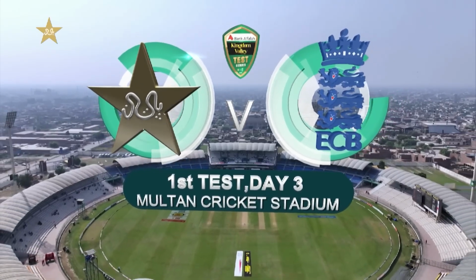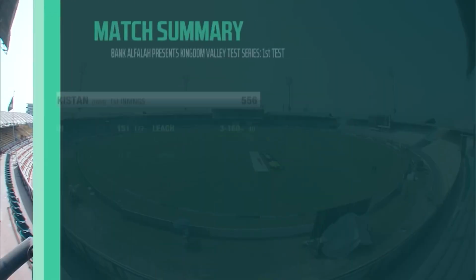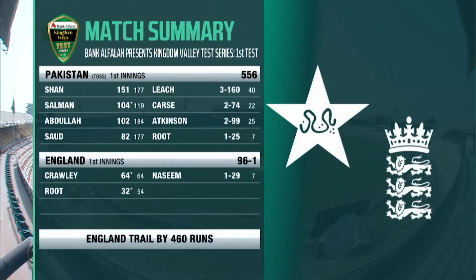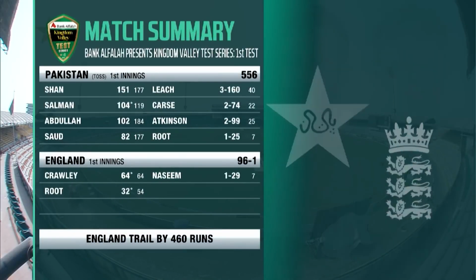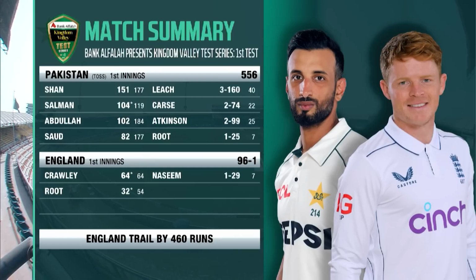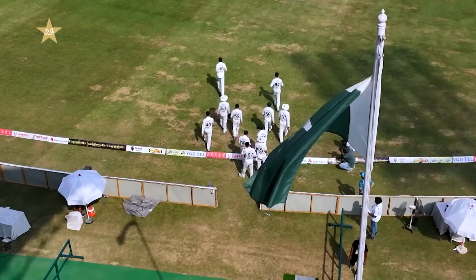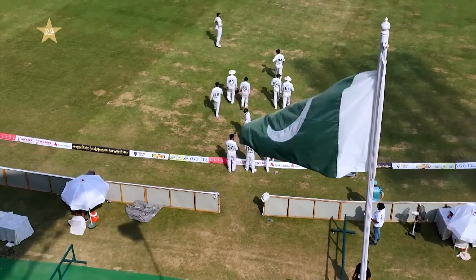Pakistan put up a massive effort in their first innings, winning the toss and putting 556 on the board with three centuries as well. England, in pursuit, now trail by 460 with Zak Crawley not out 64, joined by Joe Root on 32, England 96 for 1. Let's join the action at the start of day 3 of this first Test.